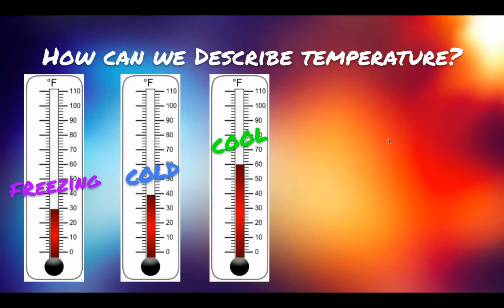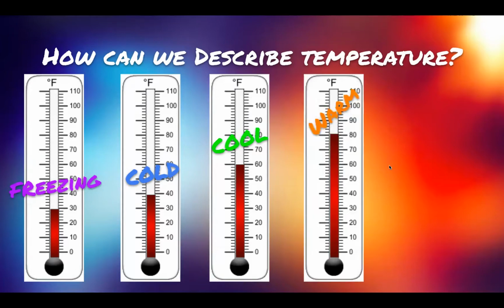Next is 60 degrees. It's cool. Maybe in the fall or the spring, you want to grab your jacket. You'll probably want to wear long pants. It's cool out, but you won't be freezing cold anymore. Next one is 80 degrees. That's when you want to put your shorts on and your t-shirts and go outside and play. It is warm.